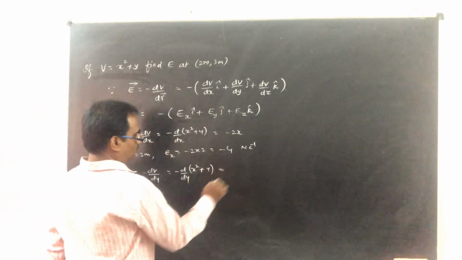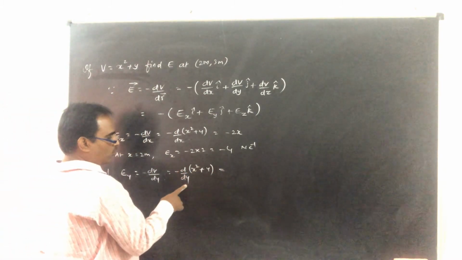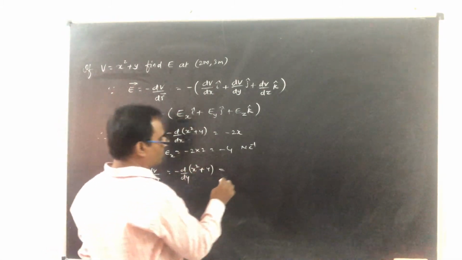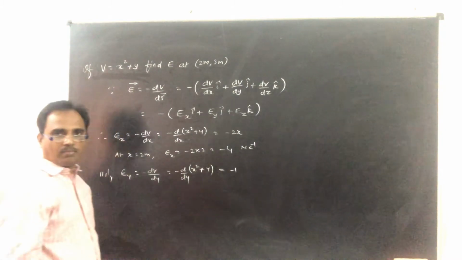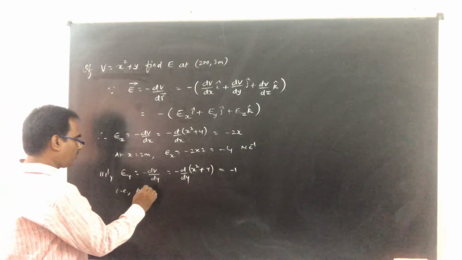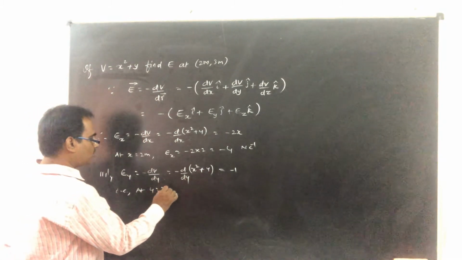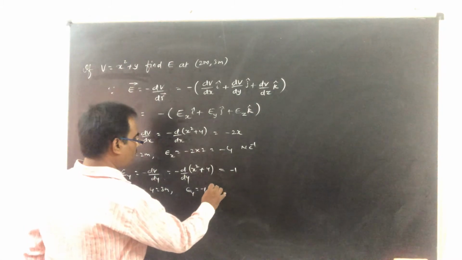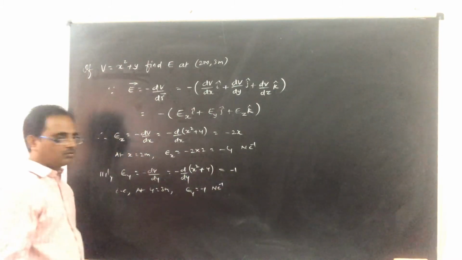So the differential of x square with respect to y is 0. The differential of y with respect to y becomes 1, so it is minus 1. That is, at y is equal to 3 meter, this Ey is equal to minus 1 Newton per coulomb.